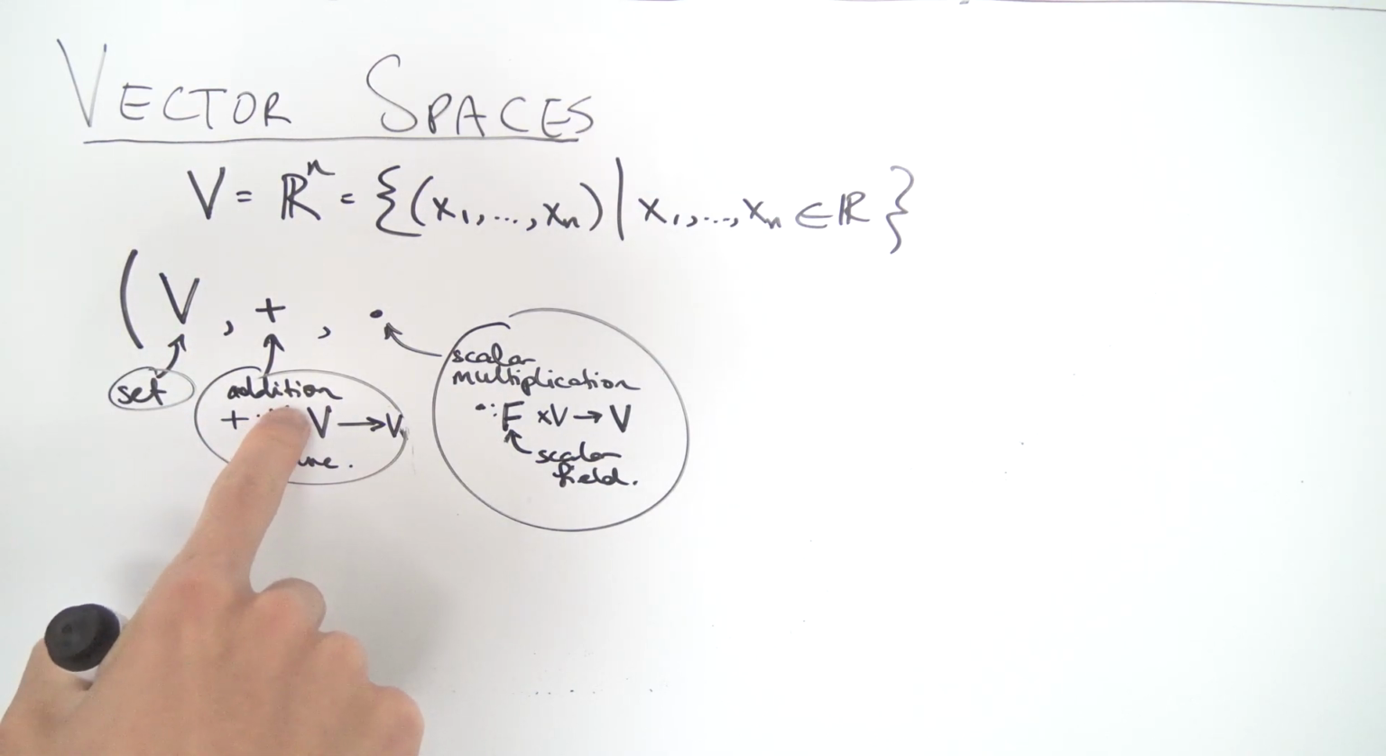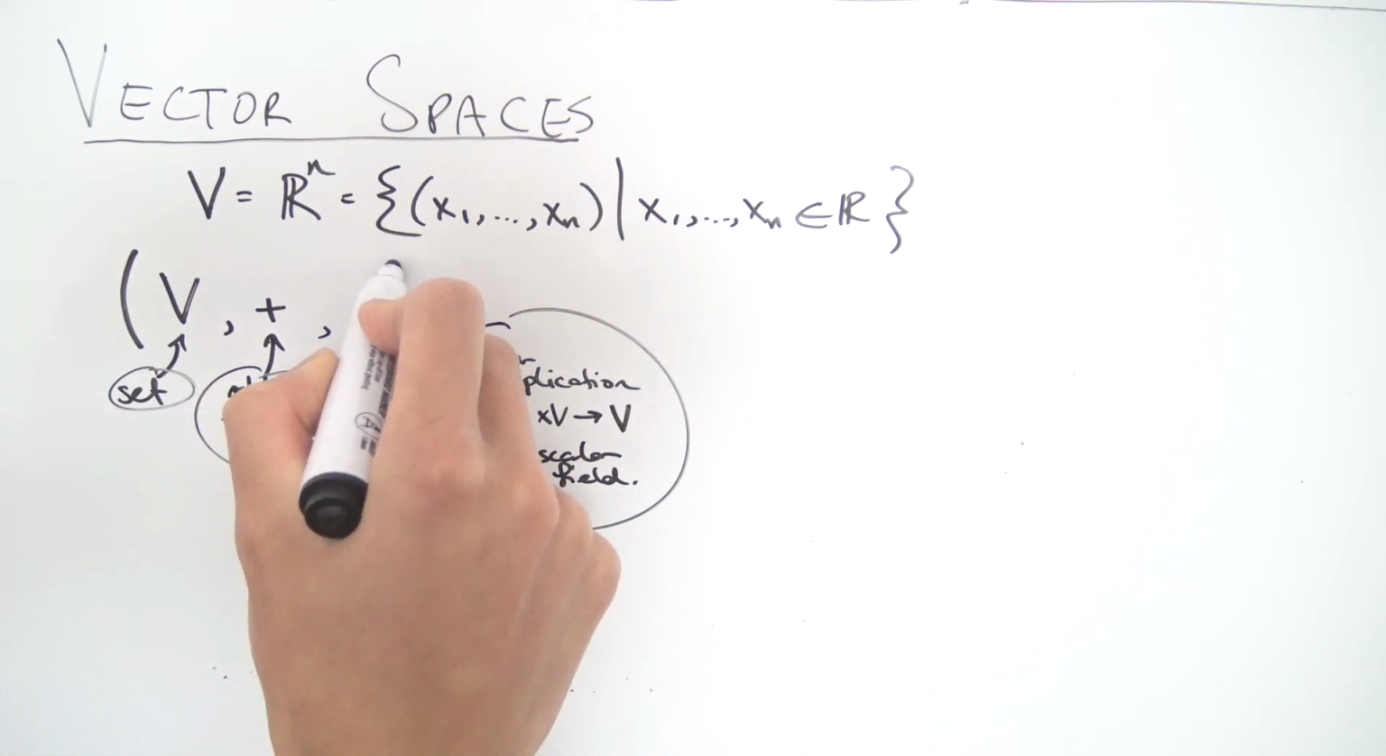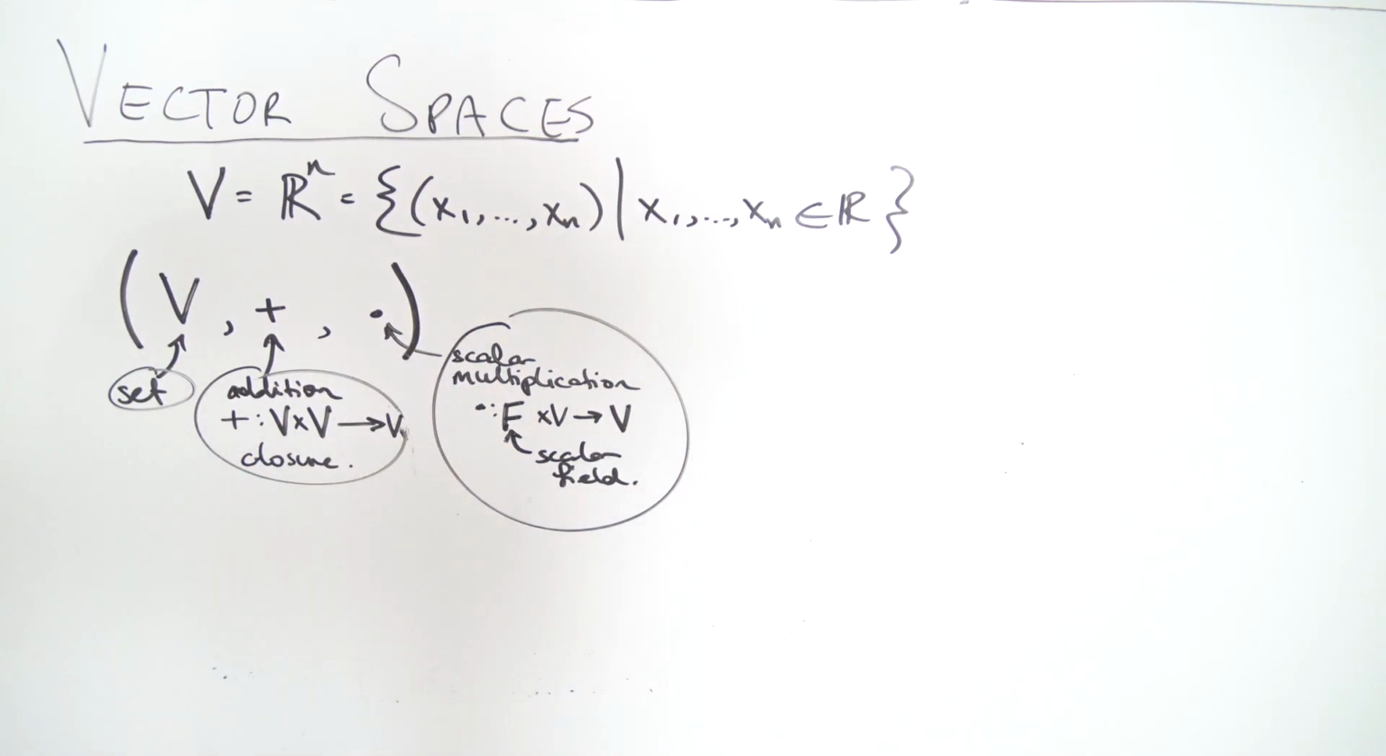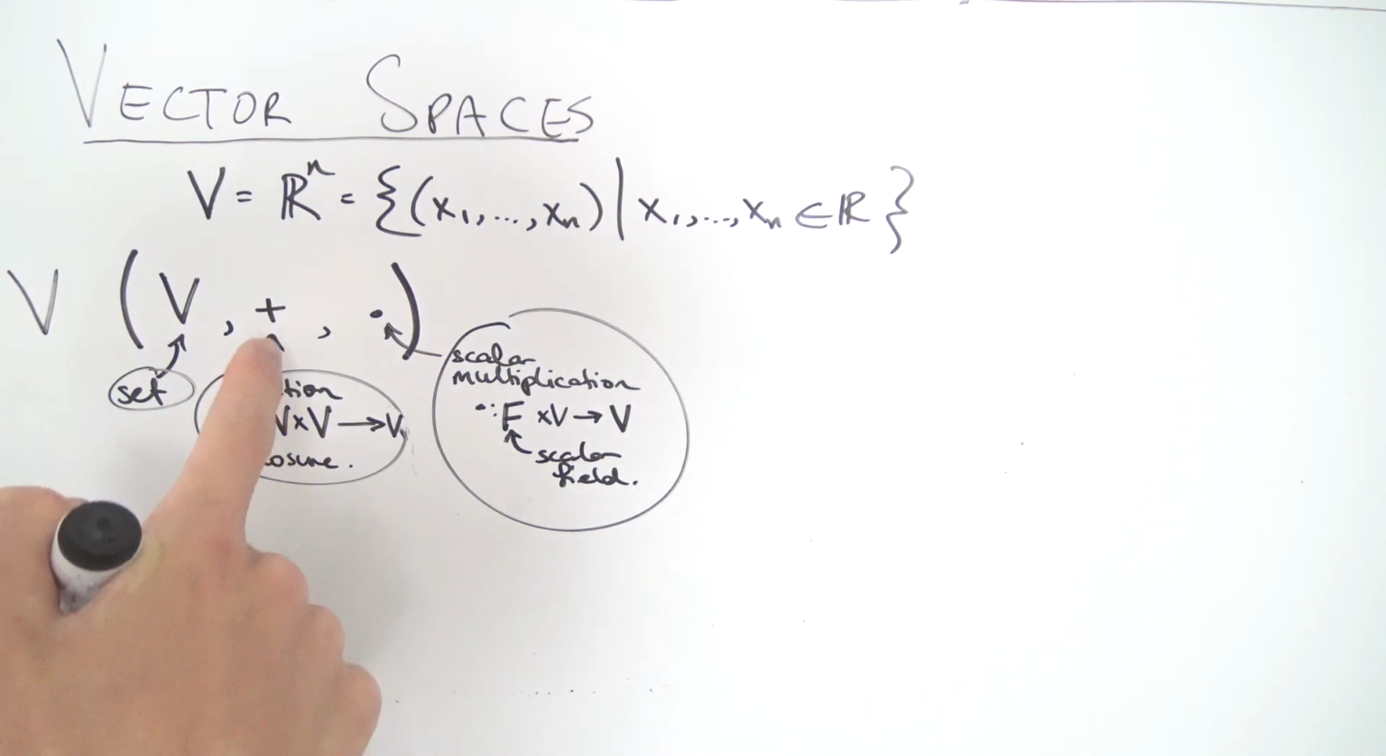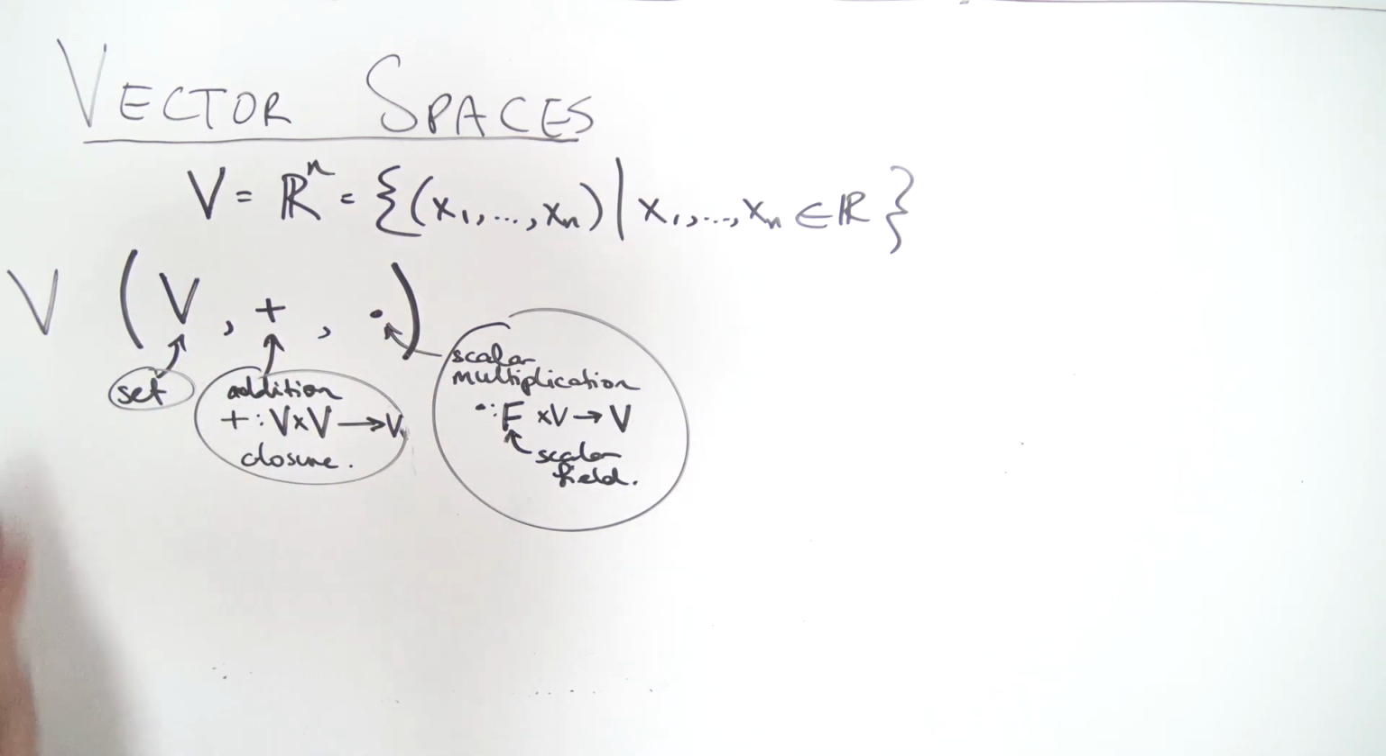It's a set equipped with addition and scalar multiplication. And this triple over here, this is what's referred to as a vector space. And usually you can suppress this notation into just a V if you wanted to and call that a vector space, as long as you know what the defined addition and scalar multiplication are.